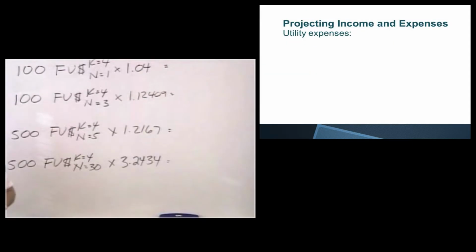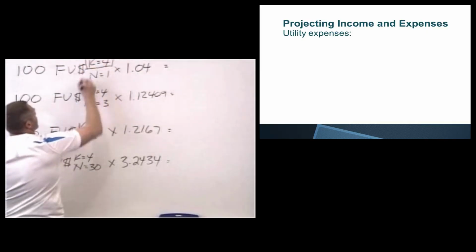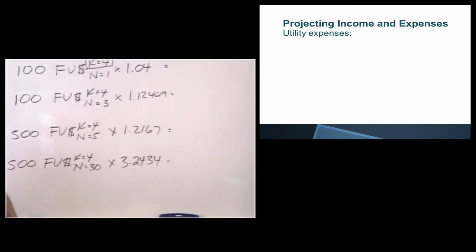All right, so let's look at one more expense. We're going to look at utility expense. We've already done our income. We've done our housing costs for 1, 3, 5 in retirement. Now we're going to do our utility costs for 1 year from now, 3 years from now, 5 years from now in retirement. I'm going to make the assumption that K equals 4. In other words, utilities are going to go up in price 4% per year, which I actually think is a pretty good estimate for increasing utility costs. It might actually be more, depends on various government regulations and stuff like that, but I think 4 is a good number.